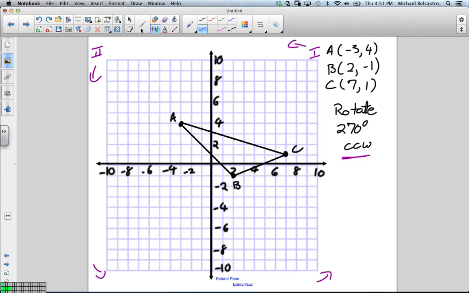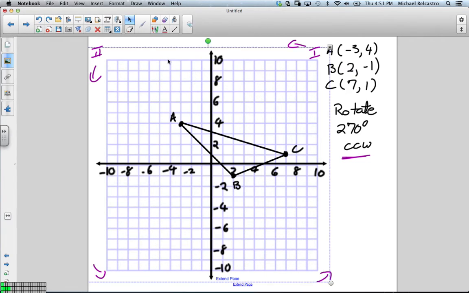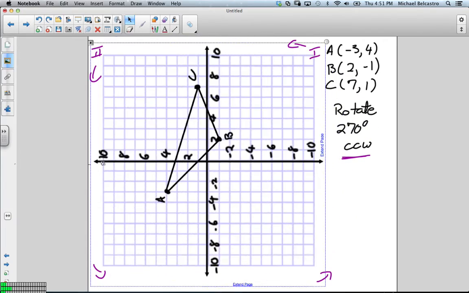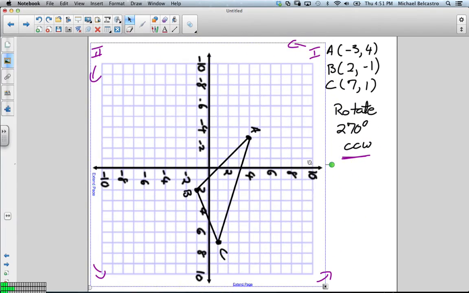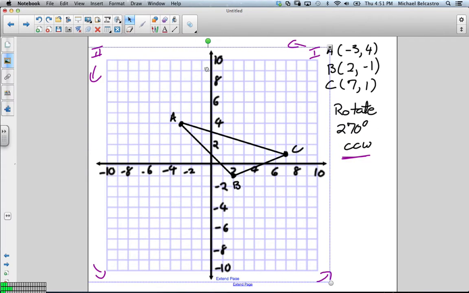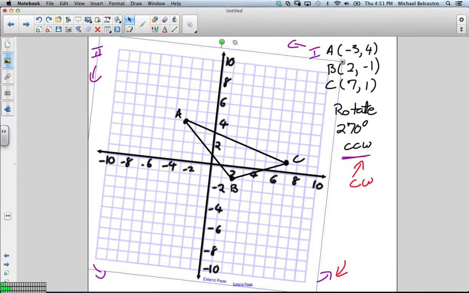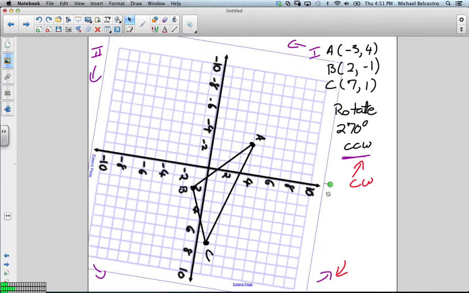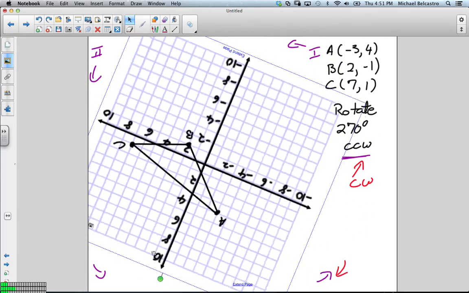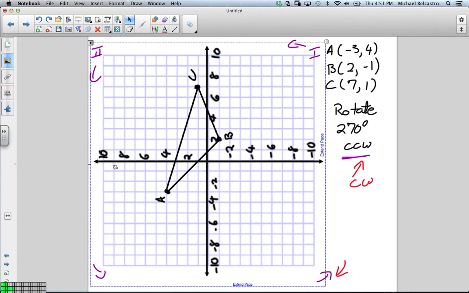Well, 270 would be how many turns? 4. Or 3. 3. That's right. Because 1 full turn is 360, it's 4, 2, and then 3 full turns. But when we do this, do we go the actual direction they're telling us? No, we'll go the opposite. That's right. We have to turn ours the opposite way in order to do this style. So we do counterclockwise, we flip it the other way. So we turn it 3 times, right? 1, 2, and 3. Okay.